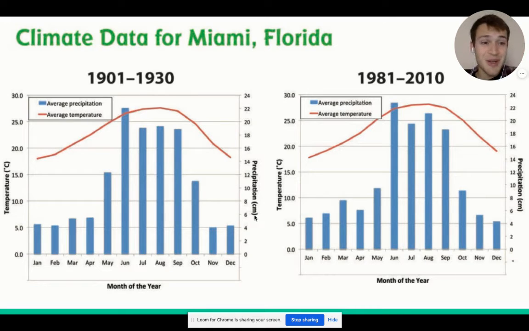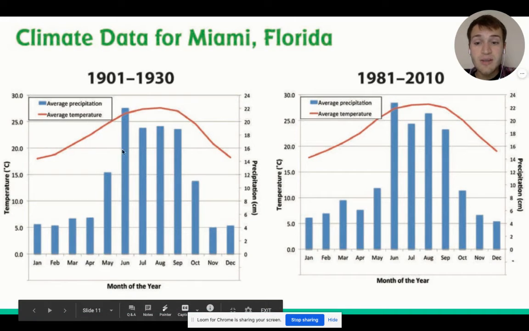Precipitation, as a reminder, means any water that's falling from the sky. So that could be rain, snow, sleet, hail, anything like that. And then we have this legend here that says the blue bars are average precipitation, and the red line is average temperature. So we are dealing with averages here.